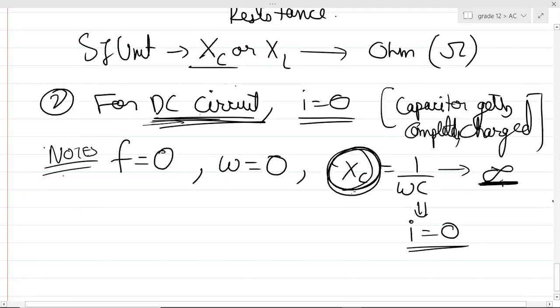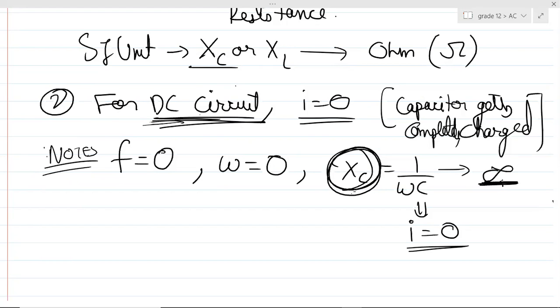Because the charges, we know this particular thing, whenever we have a capacitor, till the time the electric field is increasing between the plates, till that time we say a current is flowing. Once the capacitor gets charged completely, there is no further increase in charge, right? Charge becomes constant, so current becomes zero. I is equals to dq by dt.